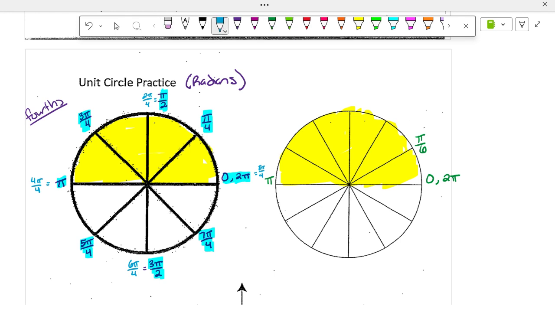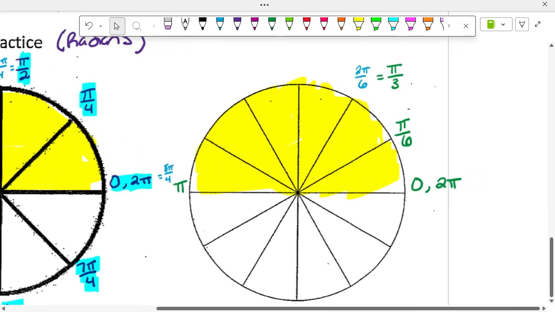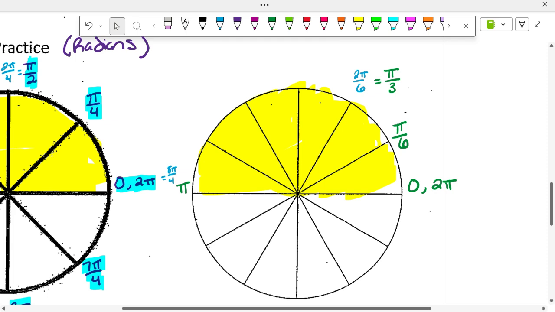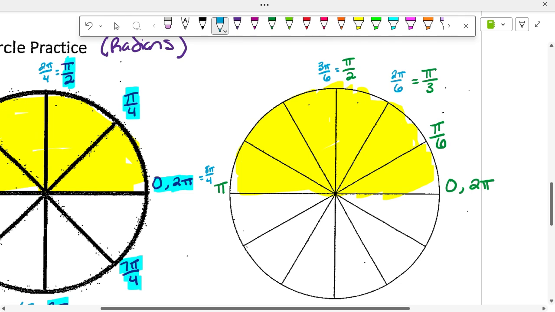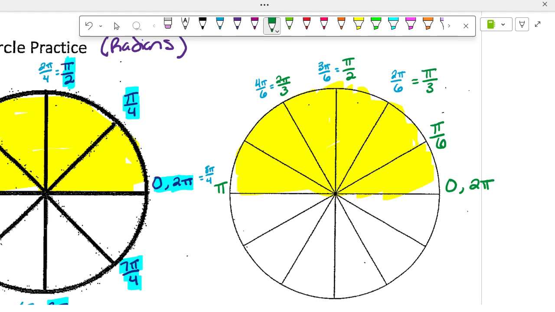If I add another sixth, what would the next one be? 2 pi over 6, which simplifies down to what? Pi over 3. They can both be divided by 2. That gives you pi over 3. All right. If I add another sixth, what is it? 3 pi over 6, which simplifies down to what? Pi over 2. If I add another sixth, what is that? 4 pi over 6, which simplifies down to 2 pi over 3. All right. If I add another sixth, what is it? 5 pi over 6.